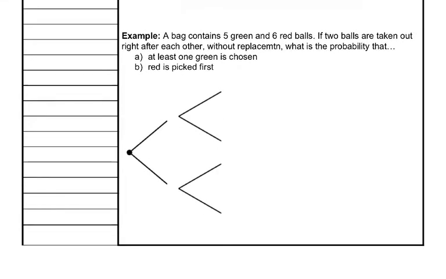We've got a bag containing 5 green and 6 red balls. If 2 balls are taken out right after each other without replacement, with a hilarious typo, what is the probability? And then we're going to answer some questions. So let's first break this down into the without replacement situation. We've got a bag and it has 5 green and 6 red balls. So that means there's 11 balls in this bag.